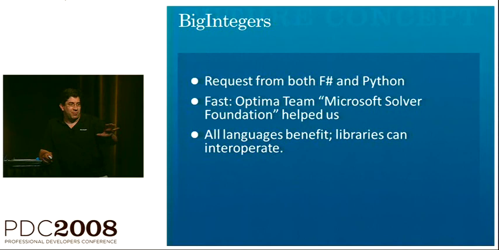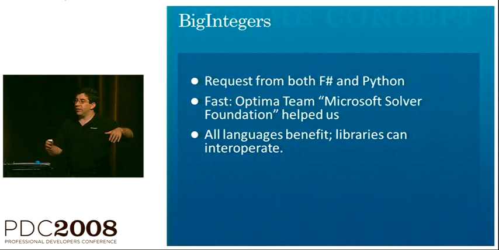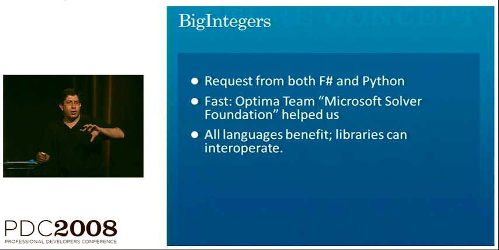We're actually going to get rid of that joke, because what we're doing is we're putting big integers into the base class libraries. And what that's going to mean is that languages like C# can get them too. So this is one of these really nice instances in which when we do something to help enable one language, every language that's built on top of the framework benefits.